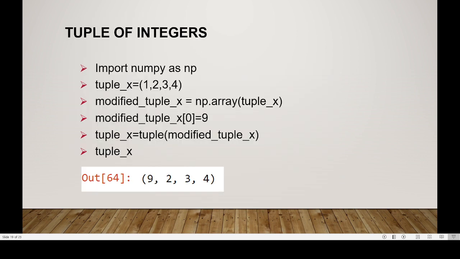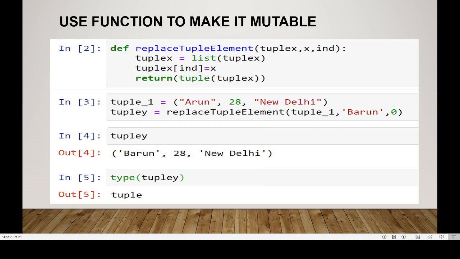If a tuple contains integers, then I can use array of numpy and modify that array accordingly. But it has some problem. The problem is that tuple is immutable and it maintains data security, but this will violate that basic characteristic of tuple. To overcome this problem, we can use a function outside the body of the program.